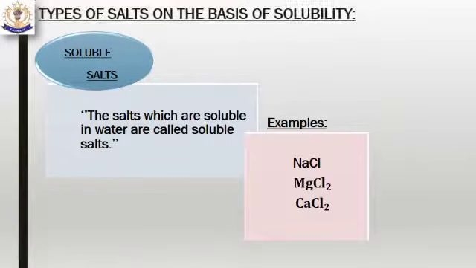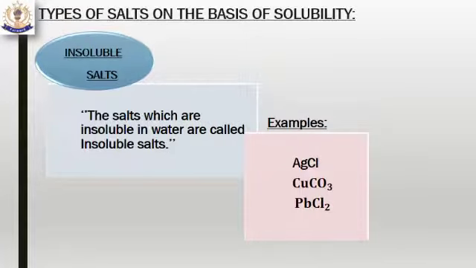On the basis of solubility, the first kind of salt is soluble salt. Soluble salts are those salts which are soluble in water. For example, sodium chloride, magnesium chloride, calcium chloride. These all salts are soluble in water, that's why they are called soluble salts.